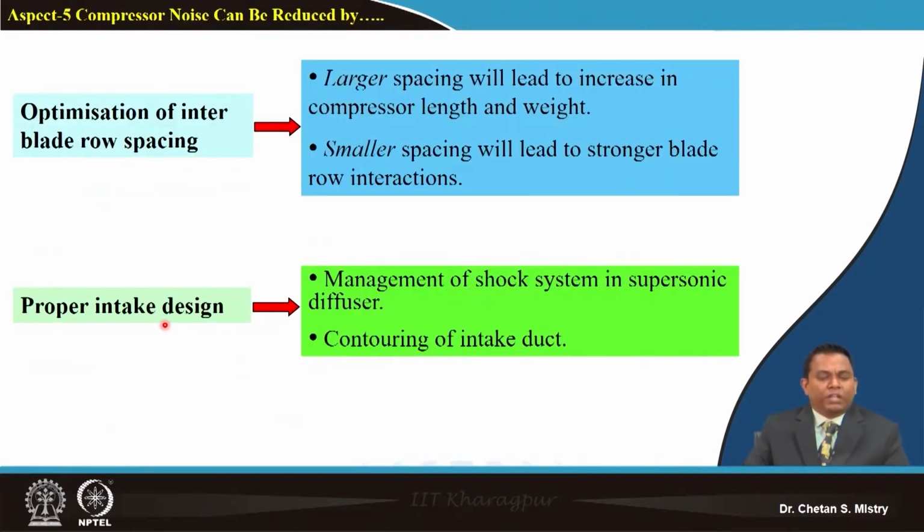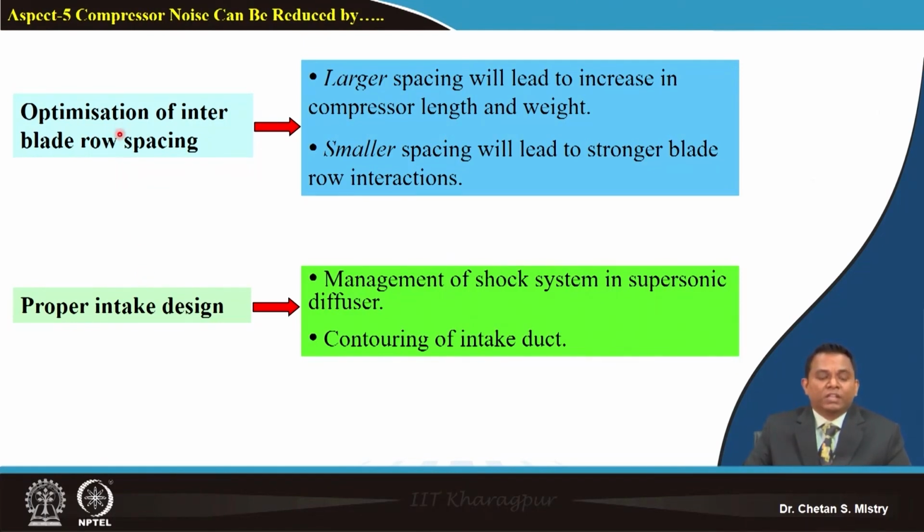Now after doing all this, the next thing of interest is to reduce the noise. Noise is addressed in two ways. One is to optimize the interstage spacing between rotor and stator. And next is proper intake design.